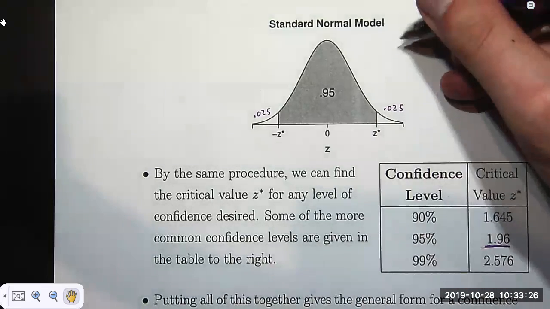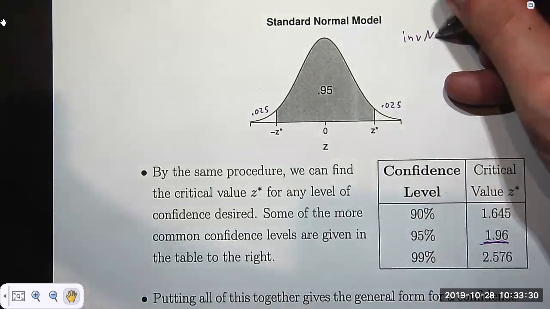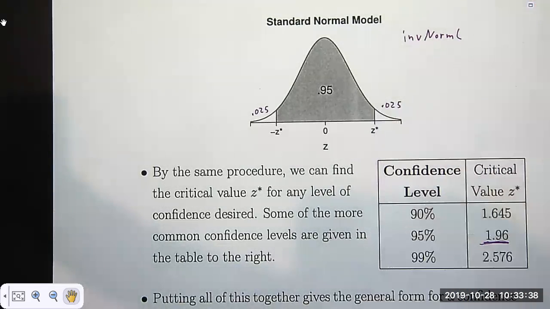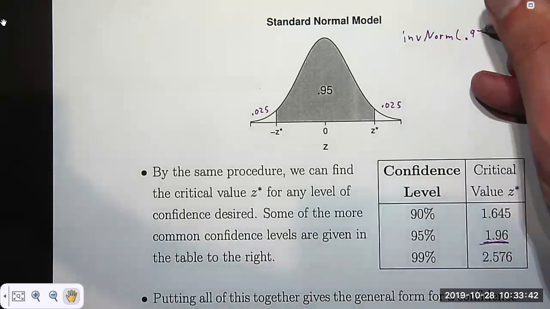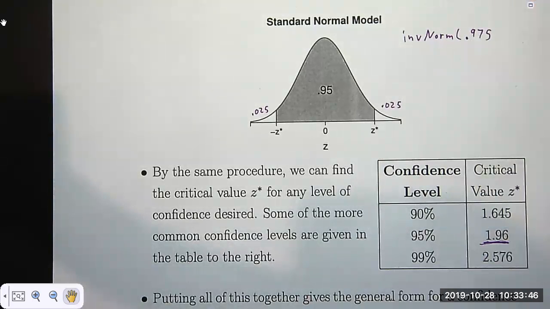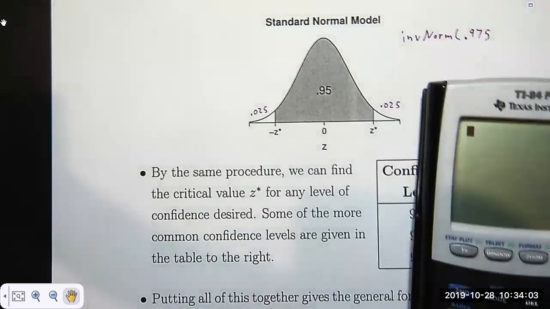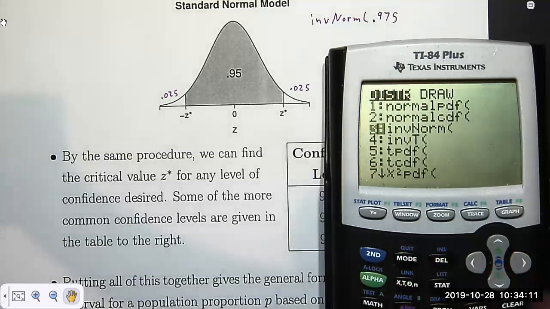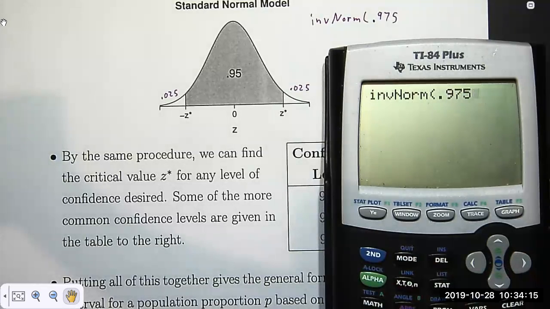All right, so to find what Z star is, we'd use inverse norm. And the percentile here is 0.975 is where Z star is. And then your calculator automatically assumes that the mean is 0 and the standard deviation is 1. So we go to second distribution, inverse norm, 0.975. And we get 1.96, and that's our Z star. And then negative Z star is just negative 1.96.